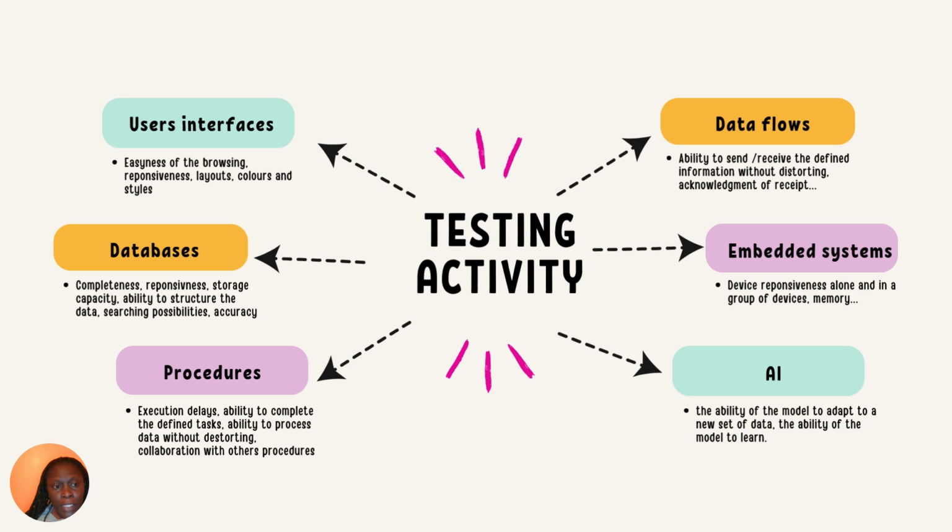If you are testing a data flow, you may need to test that there is the ability to send and receive the defined information without distorting the data. If you are testing an embedded system, you want to make sure that the device is running alone, but also running inside a system of other devices. And if you are testing artificial intelligence, you want to make sure also that the model that is defined can adapt to a new set of data.